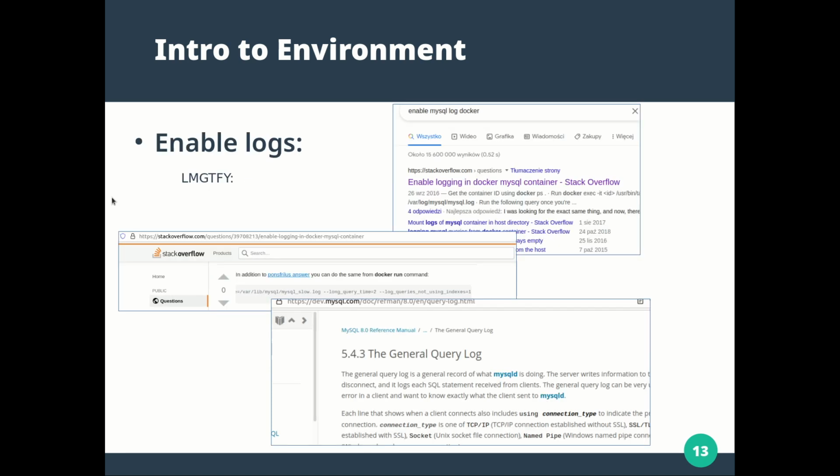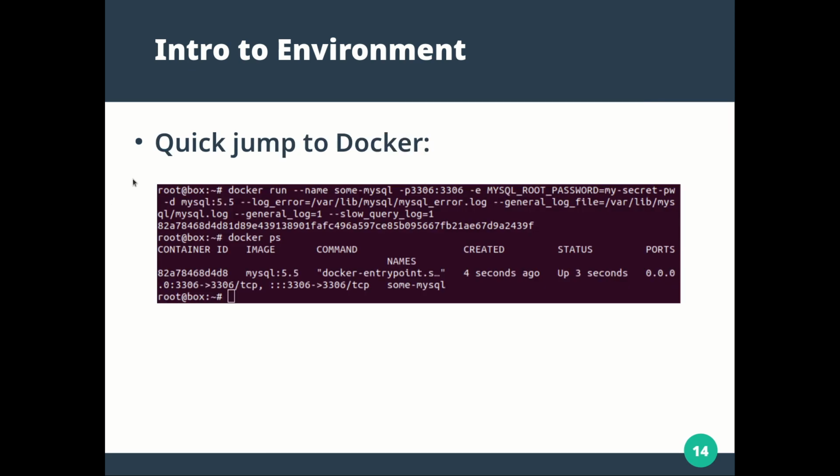So yeah, Google is a friend. That's how I found multiple documentation pages, Stack Overflow posts, etc., where I was able to move forward with the logging part, let's say. So for example, one of the configurations I used looks like this.